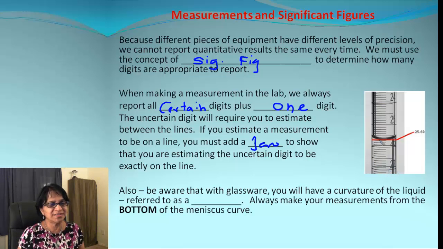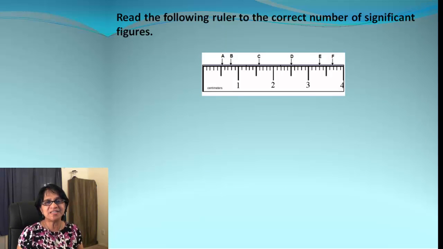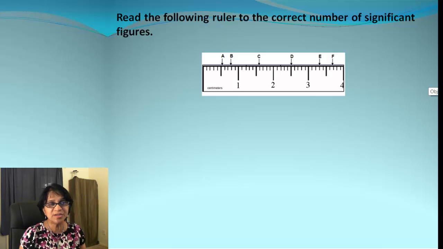Also you should remember the curved surface of liquid has a particular name. What is the name? It is called the meniscus, and we always take the bottom of the meniscus for the actual reading. Alright, let's move on to some actual readings. In this example, there is a ruler and we have markings A, B, C, D, E and F, and we need to find out how we report each of these readings.